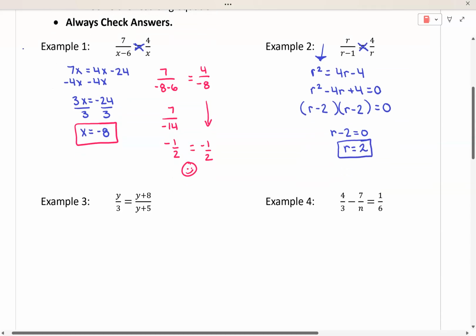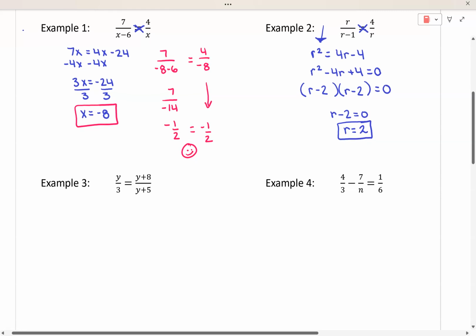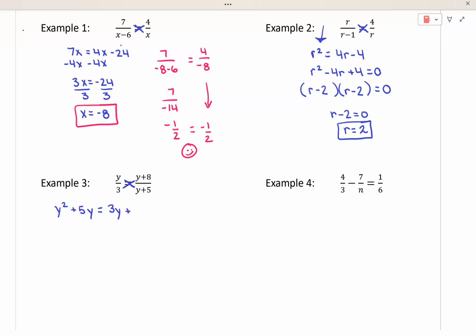Okay, example 3. So notice again, we can still cross multiply on this one. We got a fraction equals a fraction. So y times y plus 5 changes to y squared plus 5y equals 3 times y plus 8 gives you 3y plus 24. So again, we have a y squared. Everything's got to be over with it. So we're going to subtract our 3y. Put that right underneath that one. Subtract the 24. Move it way over here. So those are gone. We get our equals 0.